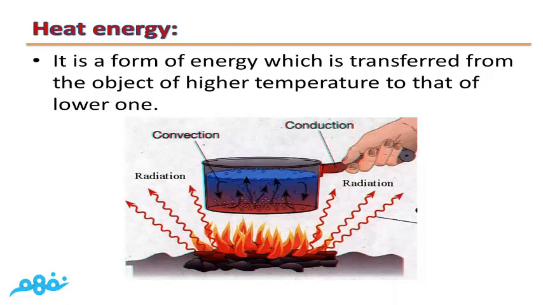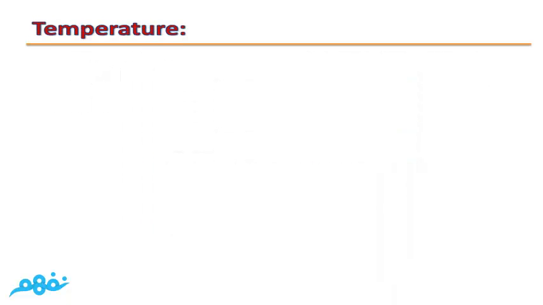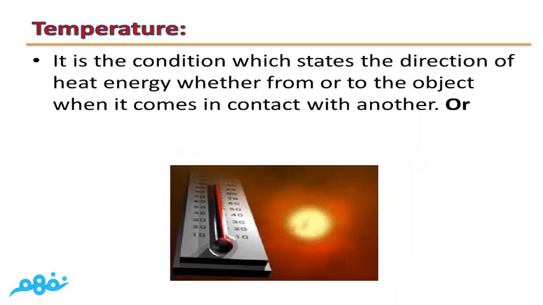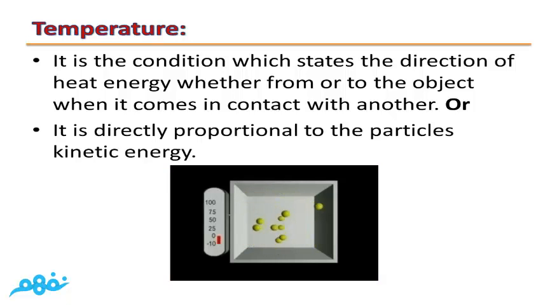Heat energy. It is a form of energy which is transferred from the object of higher temperature to that of lower one. Temperature. It is the condition which states the direction of heat energy, whether from or to the object when it comes in contact with another, and it is directly proportional to the particles' kinetic energy, because as we saw from this video, by increasing the temperature, their kinetic energies increased.